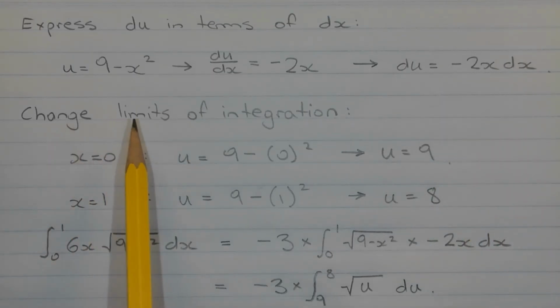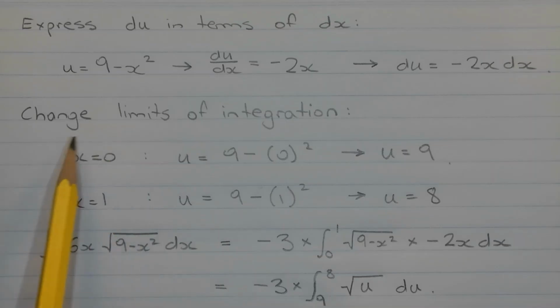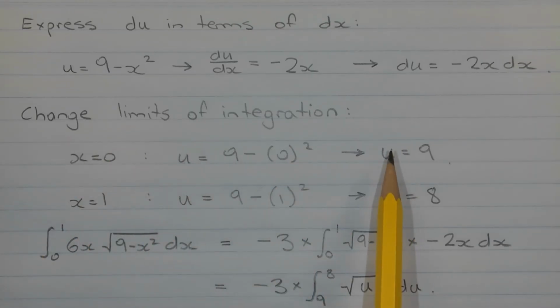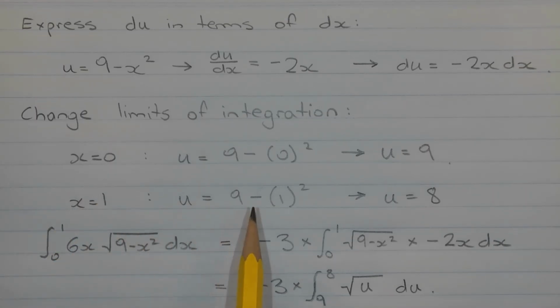Next, change the limits of integration from being in terms of x to being in terms of u. Again, using the substitution, when x equals 0, which is our lower limit, u is equal to 9 minus 0 squared, so we get u equals 9. And when x equals 1, which is our upper limit, u is equal to 9 minus 1 squared, so we get u is equal to 8.